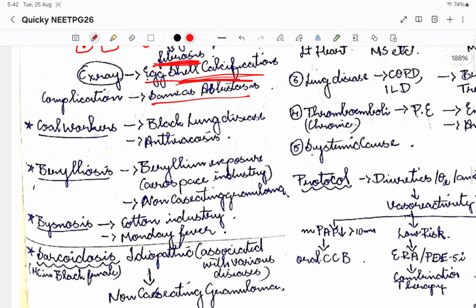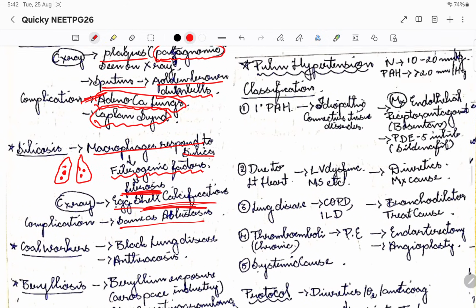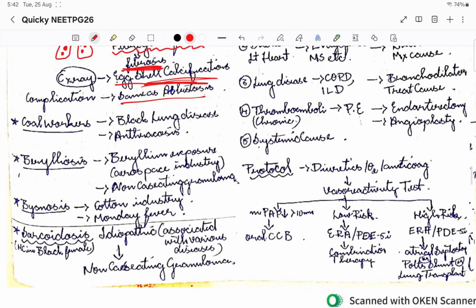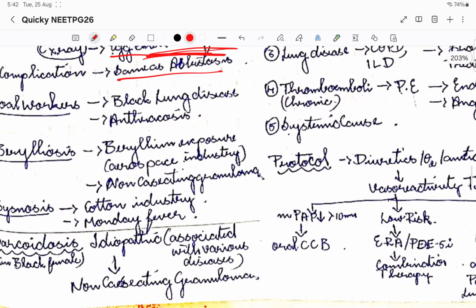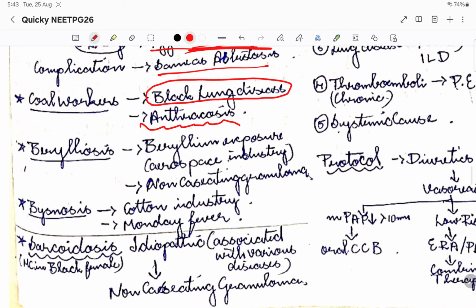Coming to workers: miners, mining workers, will have silicosis. Those who work in factories of asbestos sheets will have asbestosis. Coming to coal field workers, it will be black lung disease. Coal is black, right? It is also called black lung disease, and anthracosis.